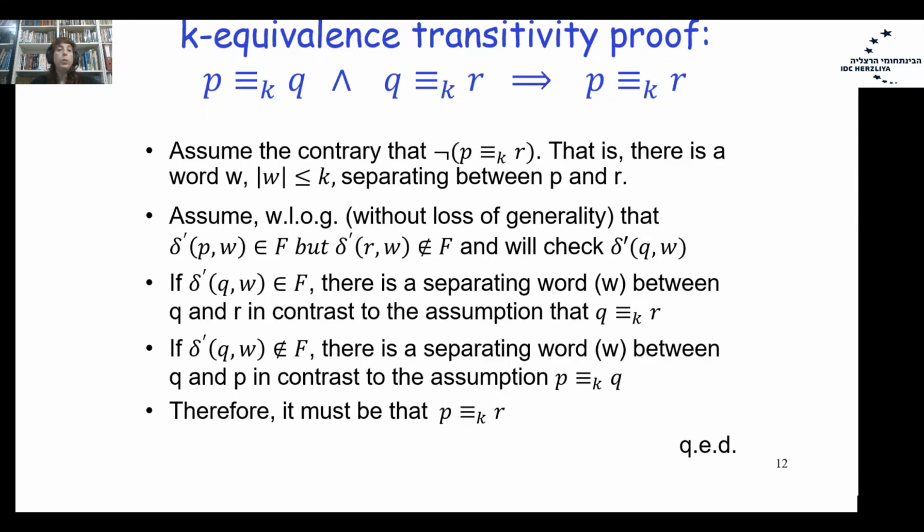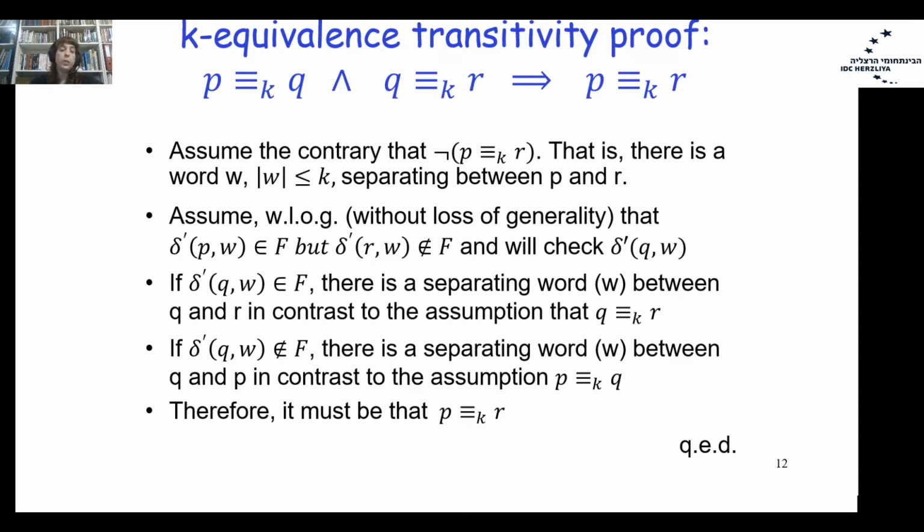We will assume the contrary, that p is not k equivalent to r. The meaning of not k equivalent is that we found a word w with length less than or equal to k that is separating between p and r. Let's assume, without loss of generality, that delta cap p w belongs to F, but delta cap r w does not belong to F, and we will check delta cap q w.